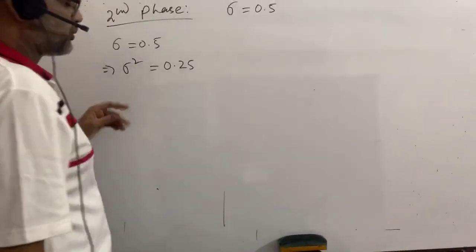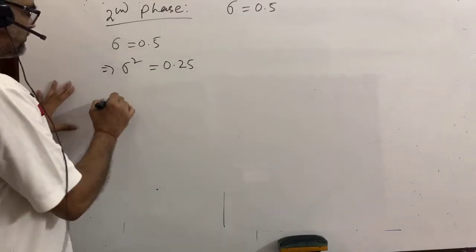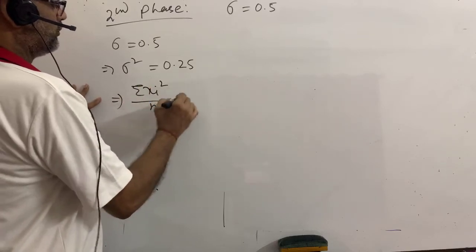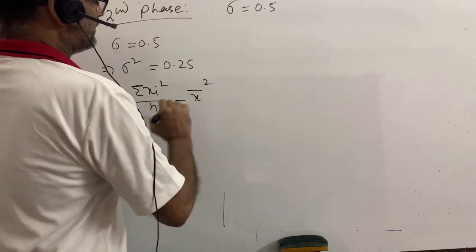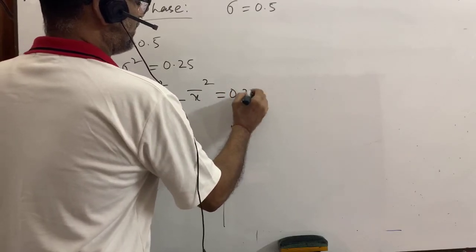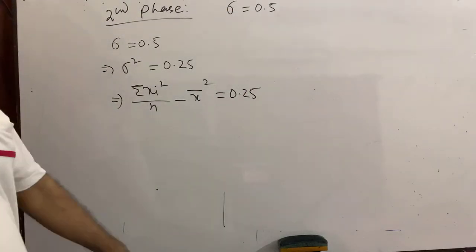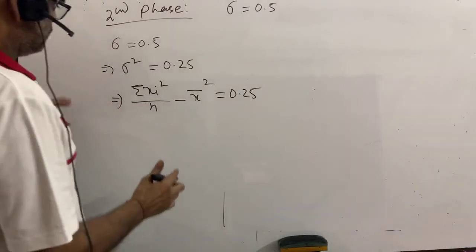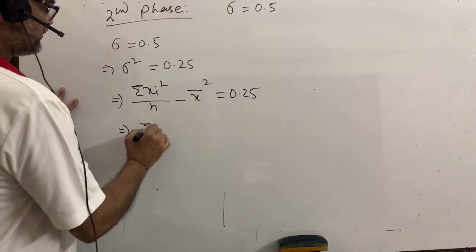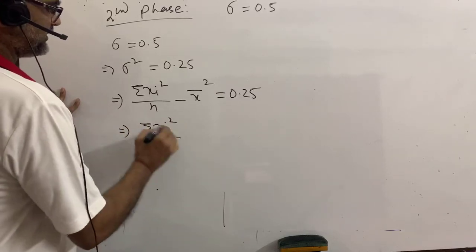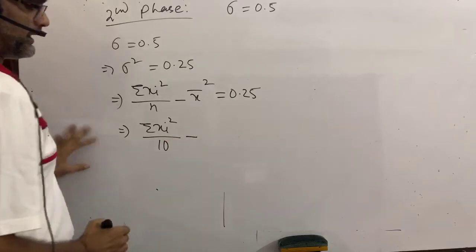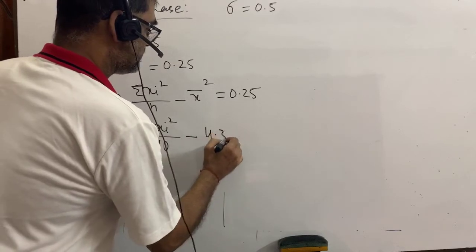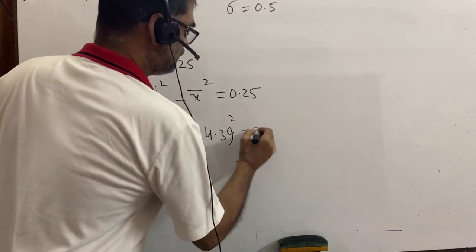Now, what is the formula of sigma square? Summation xi square by n minus x bar square equals 0.25. Perhaps you have got me. Now we can write here like this: summation xi square, what is n? N equals 10. X bar was given in the book, 4.39. 4.39 square equals 0.25.